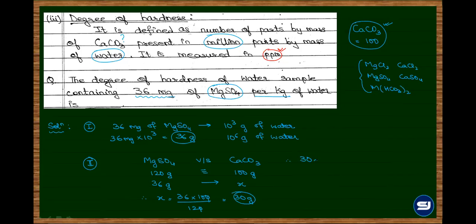Therefore, 30 gram of CaCO3 is present in 10 raised to 6 gram of water. With this statement, can I say that the concentration is 30 ppm? This is your degree of hardness. Clear है? Doubt? चल एक और क्वेश्चन लेते हैं.